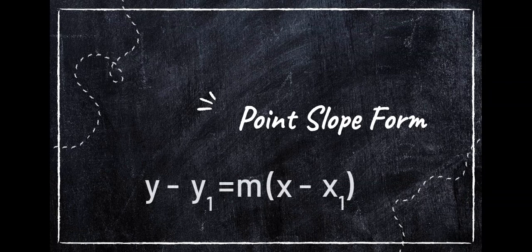The general form is written like this: y minus y1 equals m times x minus x1. It seems a little complicated at first, but it's actually really well named. The point is (x1, y1), and the slope is m, just like we're familiar with.